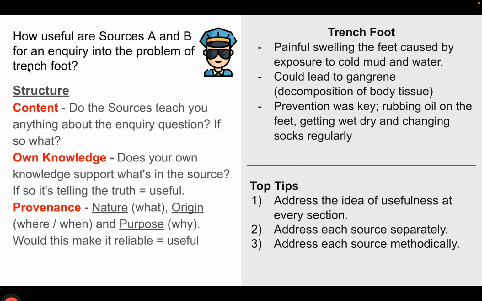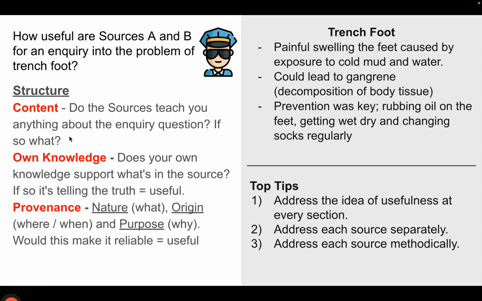Now, when you look at the overall structure, you need to cover 3 things: content, own knowledge, and provenance. And when you boil this down into a nice, easy to remember acronym, it becomes COP. So you need to look at the content first of all. Do the sources teach you anything about the inquiry question? If so, what? And therefore, is it useful?